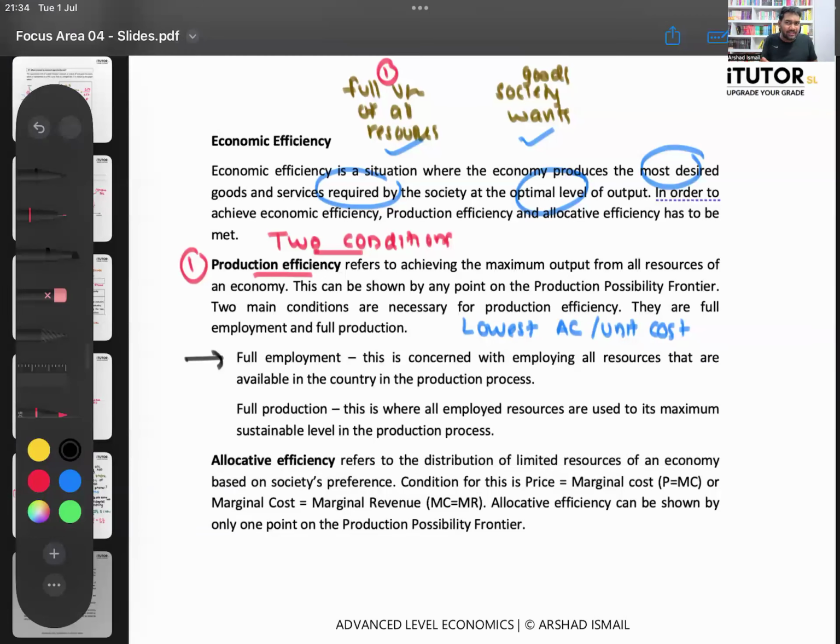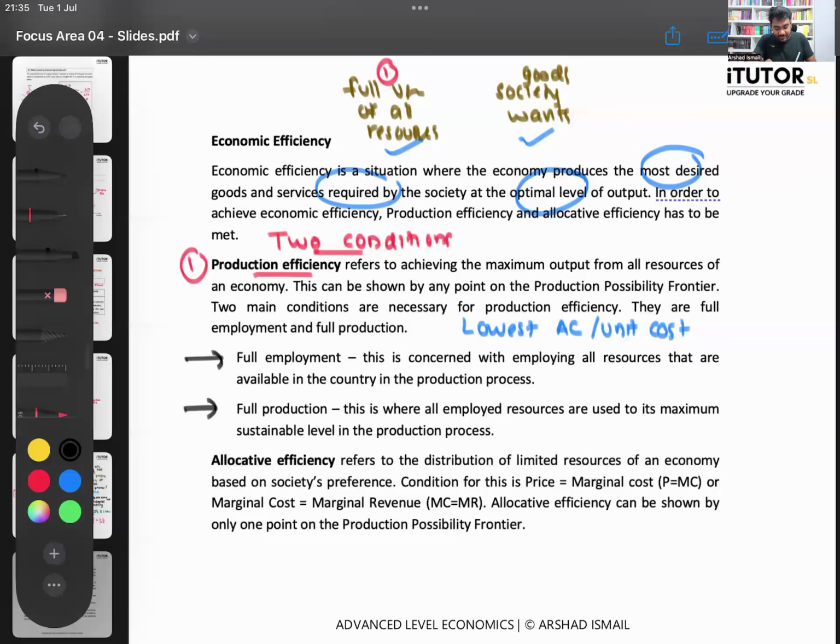Let's say there are 100 people in the country. All 100 people should have jobs; they have to be employed. Second, there has to be full production. Let's say all 100 people have jobs, full employment, but they are only working for 3 hours a day. The rest of the 5 hours they're having lunch, walking around, gossiping. That's what they're doing. Full employment? Yes. But do we have full production?